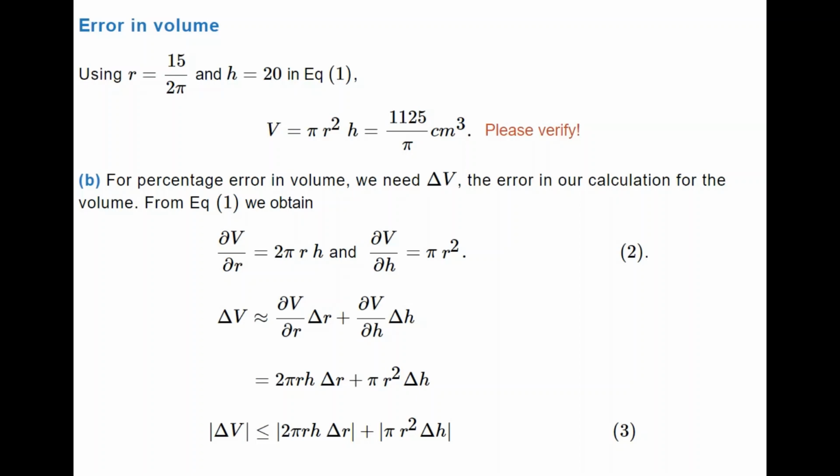And applying the triangle inequality, we know that the absolute value of the change in V, or the absolute error in V, must be less than or equal to the absolute value of 2 pi R H times delta R plus the absolute value of pi R squared times delta H in equation 3.